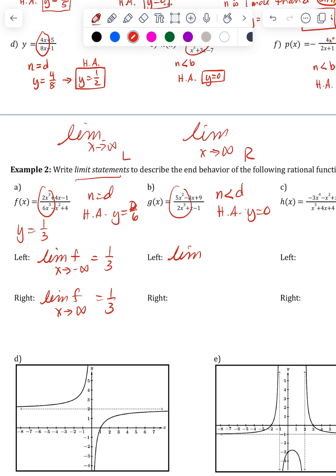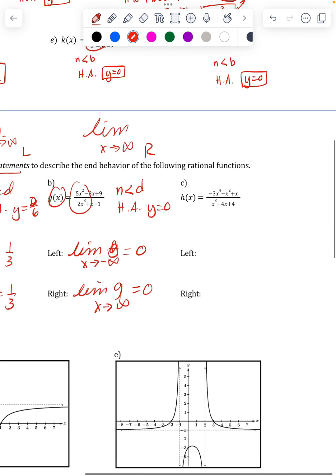That means both my left and my right, I'm going to change that to G since it says G up here, will be approaching 0. Last one here, the top is greater than the bottom in power or degree because I have a 4th power on the top, and then the bottom is only a 3.